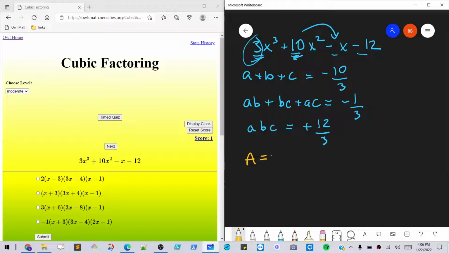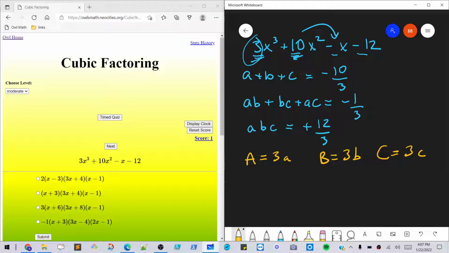I'm going to create a new set of variables. So I'm going to say A is going to be 3 times little a, and B is going to be 3 times little b, and big C is going to be 3 times little c. And then what we can do is we can just update our roots.